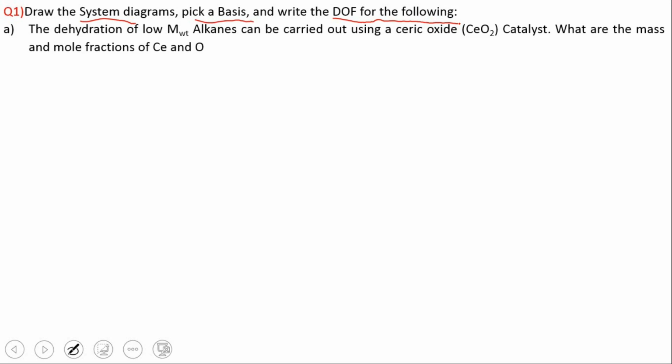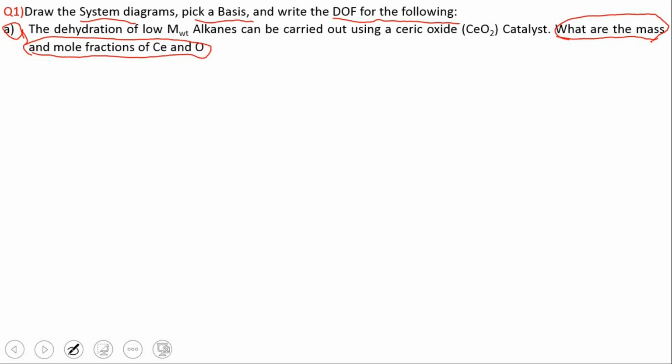So for the first section A, for the first question, the dehydration of low molecular weight alkenes can be carried out using the ferric oxide catalyst. What are the mass and mole fraction for the cerium and the oxygen? So here is the question. This is the important part of the question. We are asked to find out the mass and mole fraction.